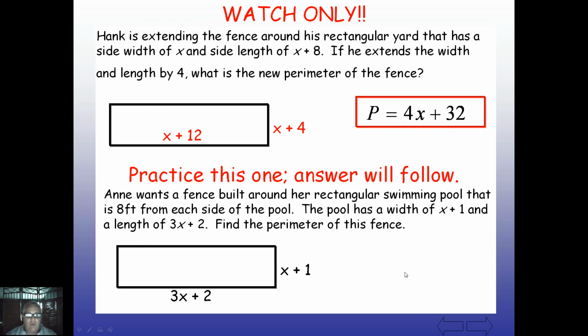So this x plus 1 then becomes x plus 9. And this 3x plus 2, we're going to grab that to be 3x plus 10. Just mirror the same across from both sides. If this is x plus 9, so is this. 3x plus 10, so is this. And I'm getting a perimeter of 8x plus 38.